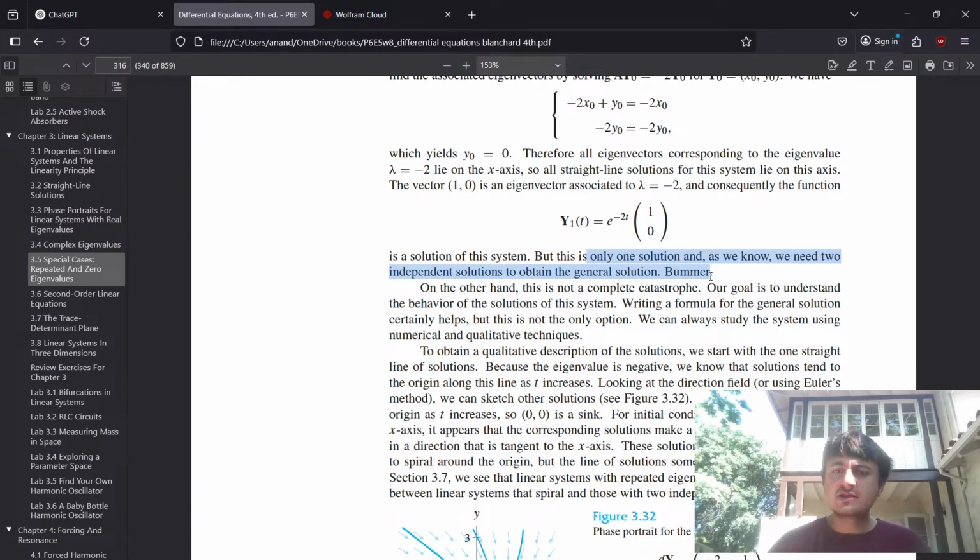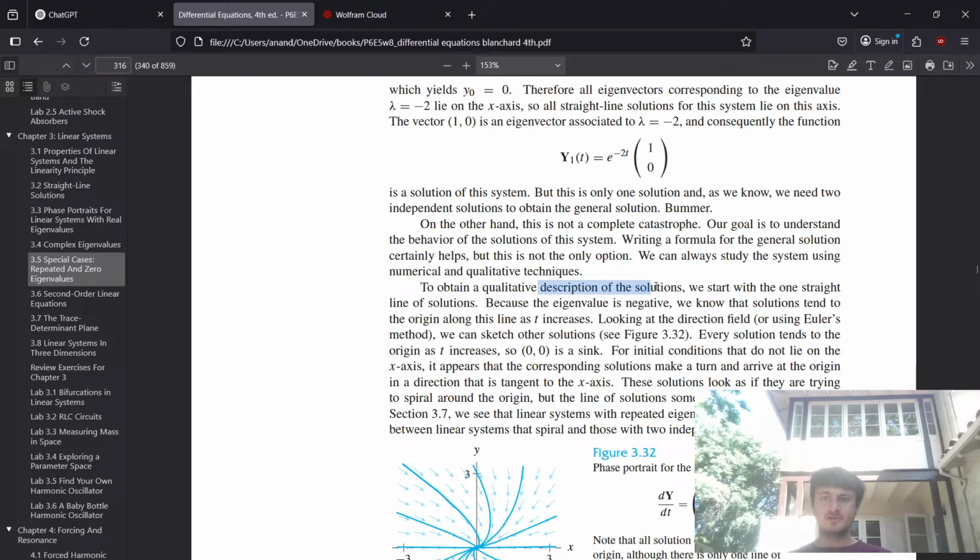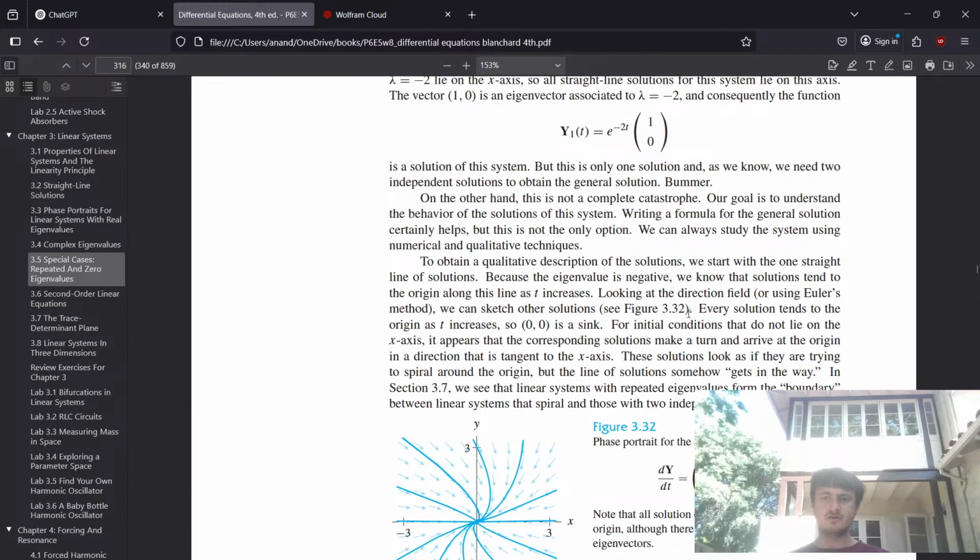On the other hand, this is not a complete catastrophe. Our goal is to understand the behavior of the solutions of this system. Writing a formula for the general solution certainly helps, but this is not the only option. We can always study the system using numerical and qualitative techniques. To obtain a qualitative description of these solutions, we start with one straight line of solutions. Because the eigenvalue is negative, we know that solutions tend toward the origin along this line as t increases.